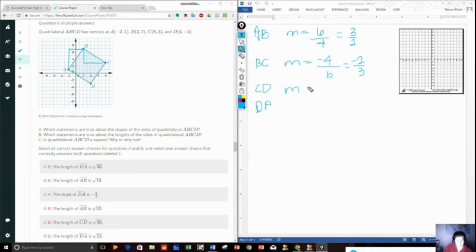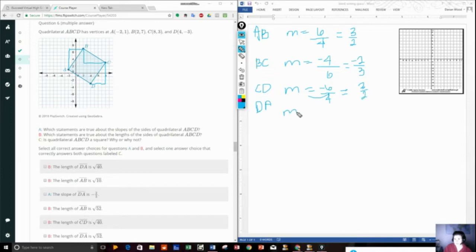And CD, we're going to have our vertical distance 1, 2, 3, 4, 5, 6, and since I went down it's negative, and we're going to go our horizontal distance, which is 1, 2, 3, 4. And it's negative since I went to the left. And negative 6 over negative 4 is a positive 3/2.